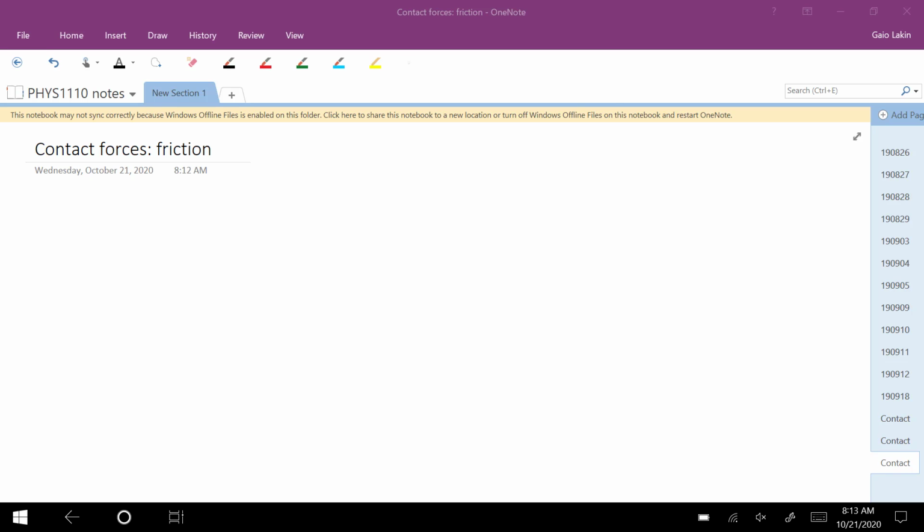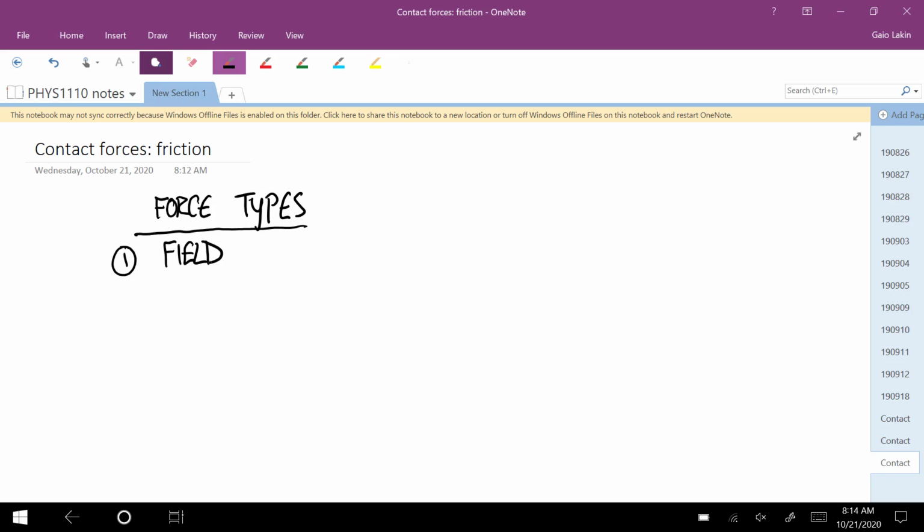Well, we've been talking about types of contact forces. Remember, let me just give you an outline of all the force types that we're dealing with. This can sometimes help you be clear about when you're done dealing with the forces on a body, what kind of things you have to worry about. So the force types are field forces. To us, that just means gravity.